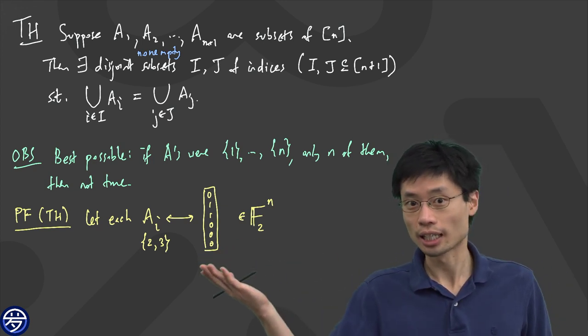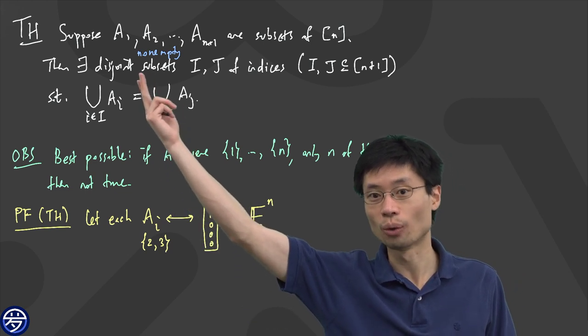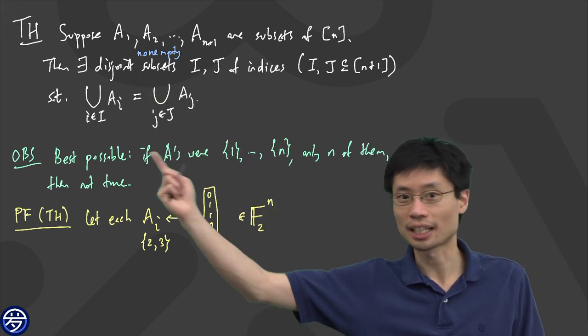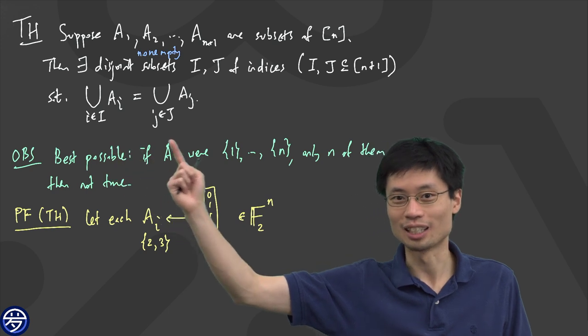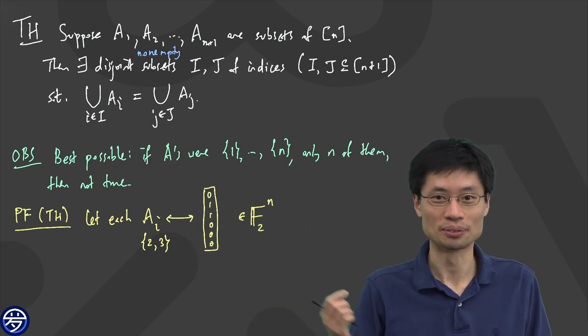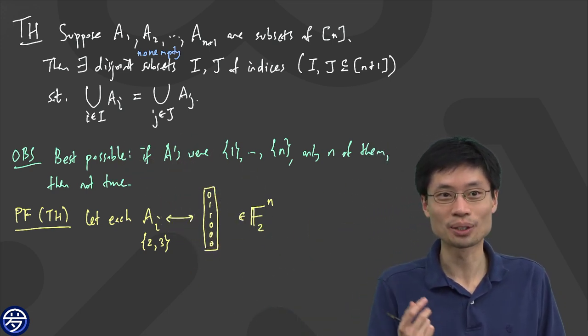Okay, right. And I want to emphasize, it's okay if I have an A1 equals A5. If that's the case, I just make the capital I be 1 and the capital J be 5, and you're done, nothing to prove. Okay, so I have these. Now what would you want to do?